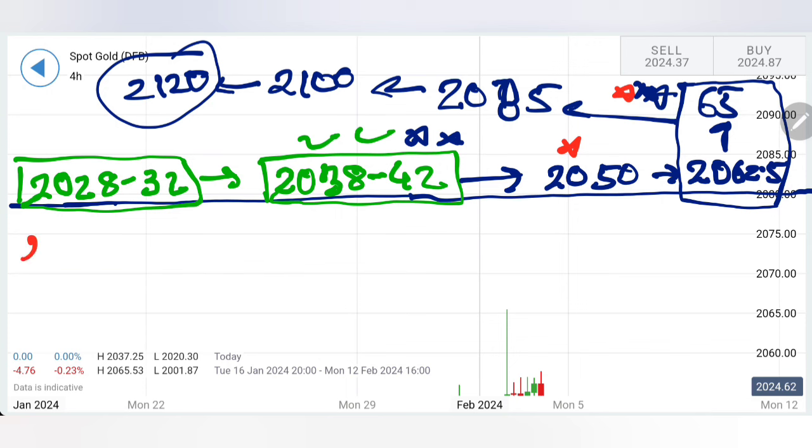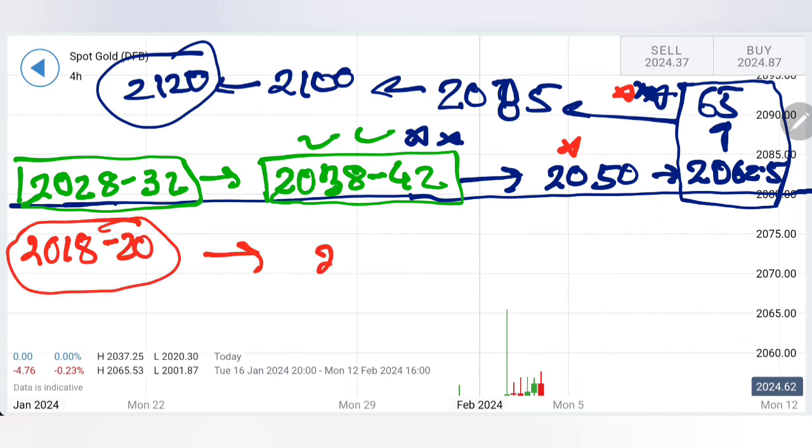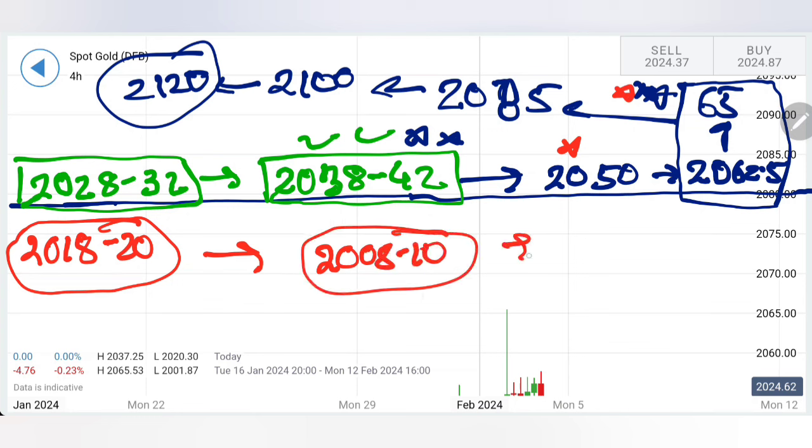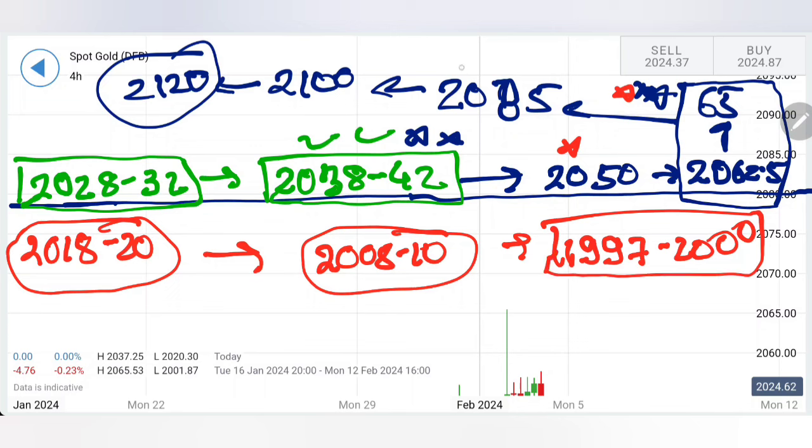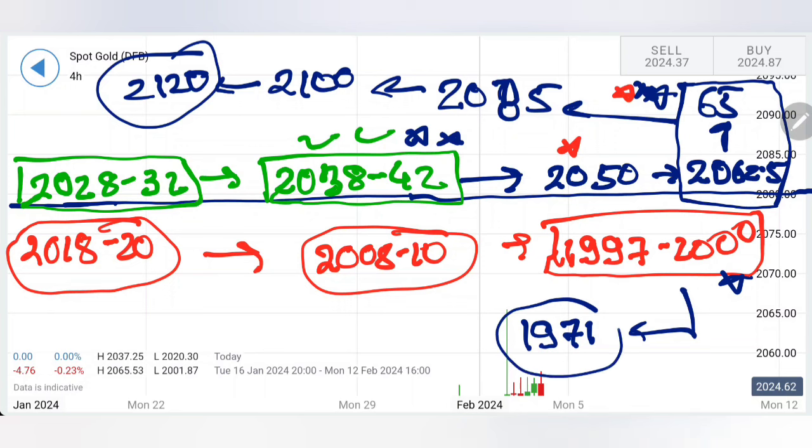On the downside, 2018, 2020 is the zone where we are going to get the first support. Below that, we can look forward to 2008, 2010 the next, and then this time I will be looking forward to 1997, 2000 zone. Now, as long as 1997, 2000 is respected, we have to be careful here. Once it trades below this, just stay short. We will look forward to 1971 levels very soon.